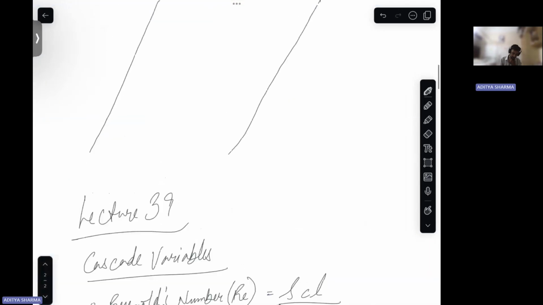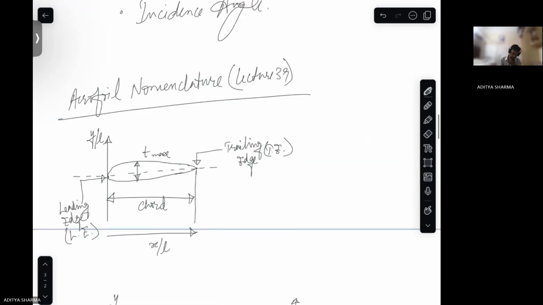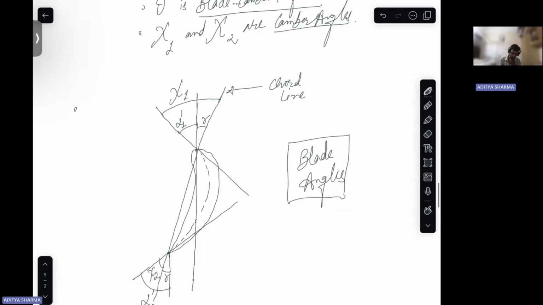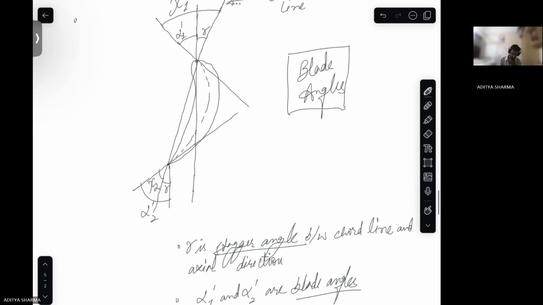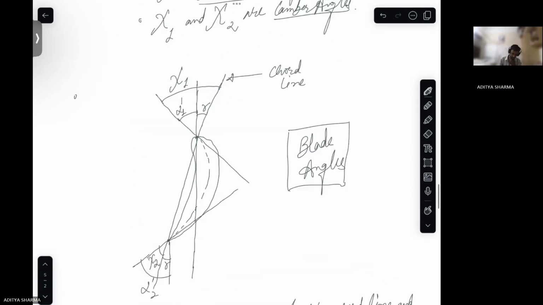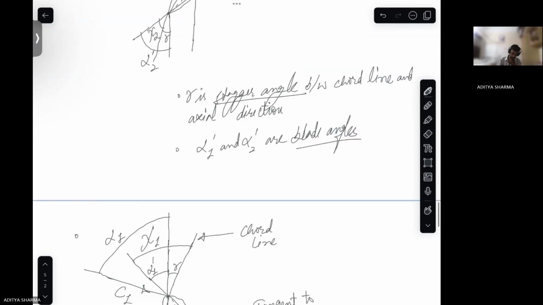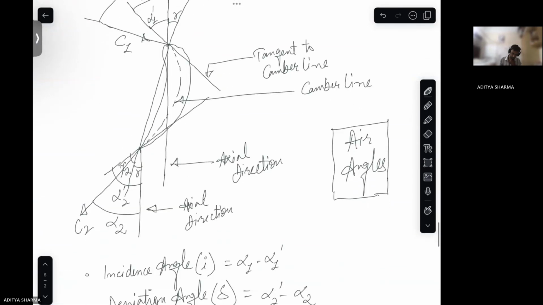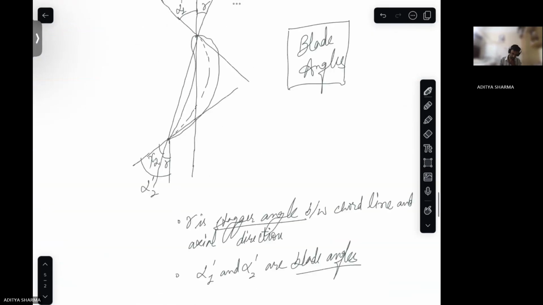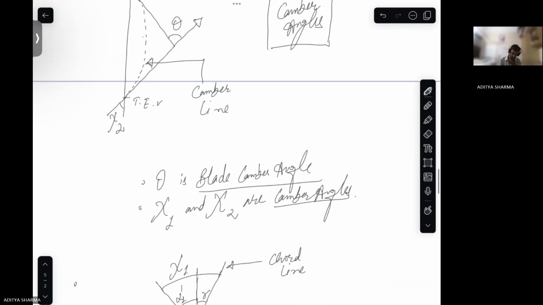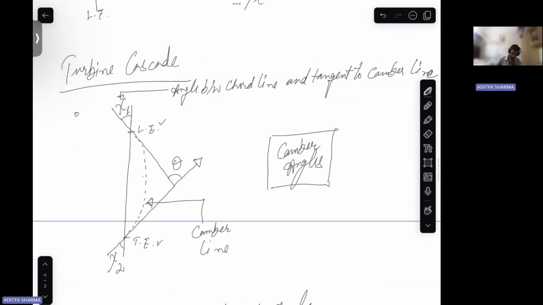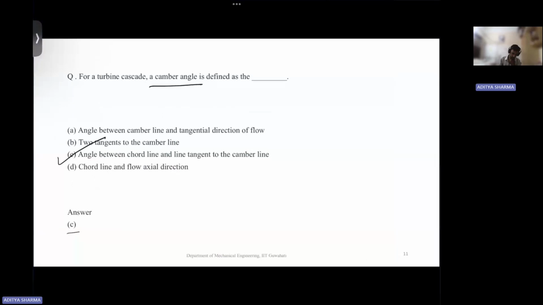Let's see the angles drawn here. Camber angles, these are here. So this is between the chord line and the tangent to the camber line. So C is the correct answer to this question.